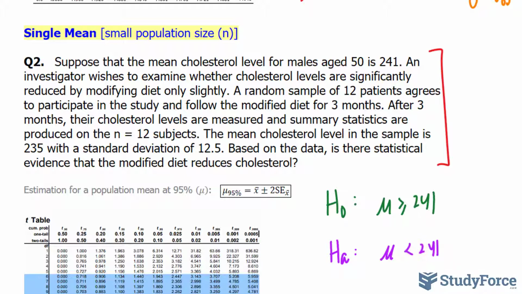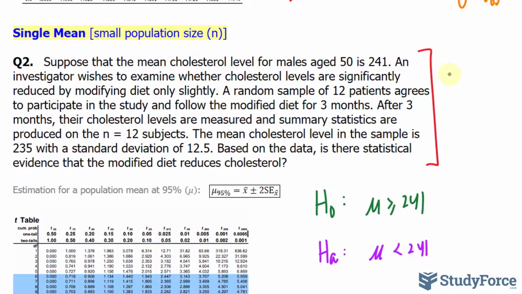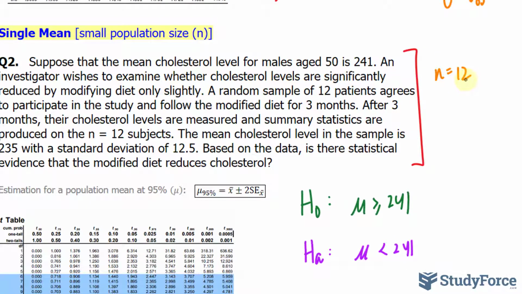Let's also write down what we have been given. We've been told that it's a small sample size, 12. Remember in the previous example it was 50, which was greater than 30, and so we used the z-test. This time, because this is less than 30, we'll be using the t-test instead. So it's 12 patients, and we've been told the average, x bar, is 235. The standard deviation for the sample, which we denote as s instead of sigma, is 12.5. Remember, we use the symbol sigma only when we're looking at the entire population's standard deviation.